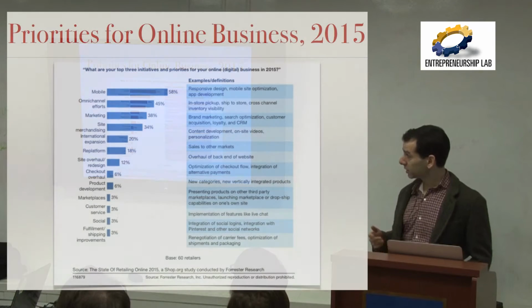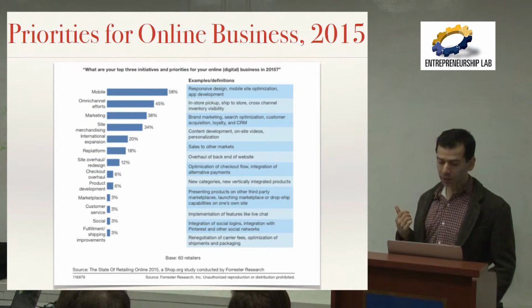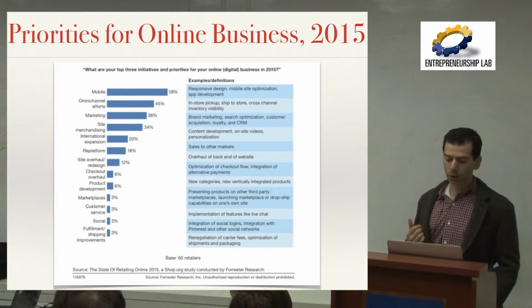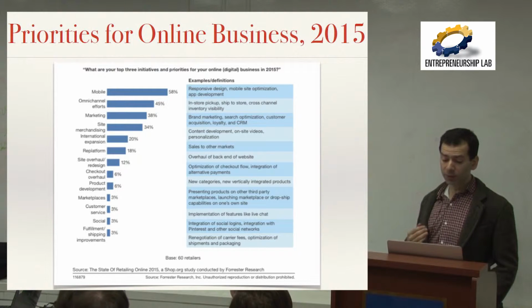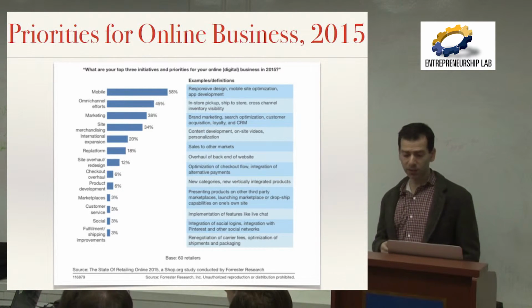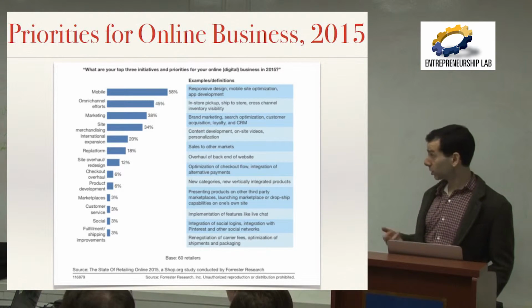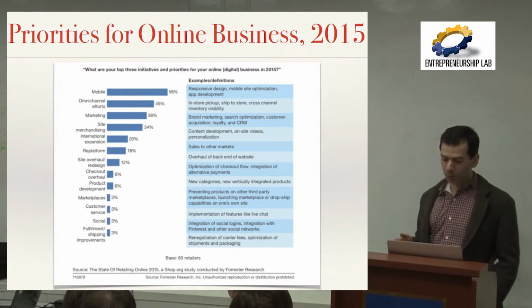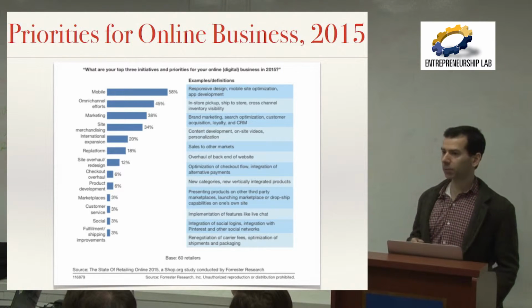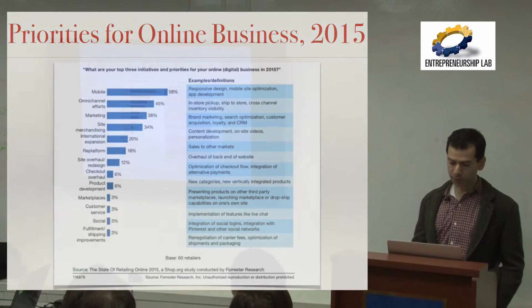And this was a survey asking online businesses where they were going to put their money. What are the top 3 initiatives and priorities for your online business in 2015? And #1, not surprisingly, was mobile. But what was interesting was that app development wasn't the most important part of that. Responsive design was.